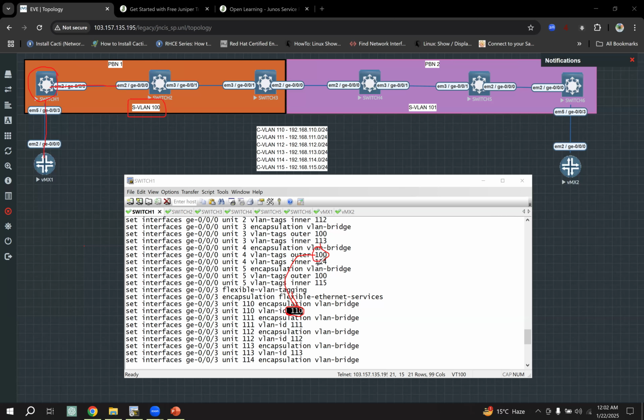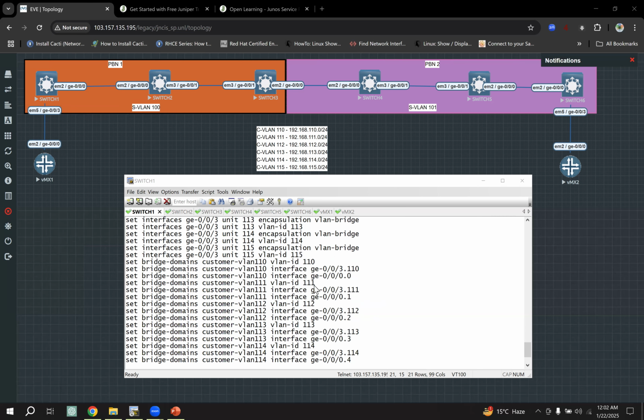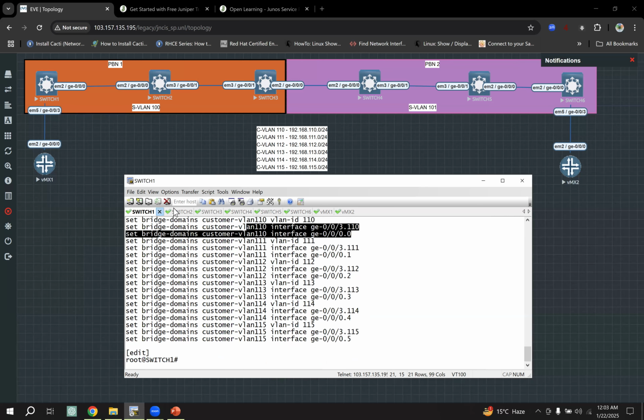Okay, this basically happens when both logical interfaces are in a single bridge. See here, 110. Both logical interfaces are in a single bridge. That's why they are doing this task. Now got it. Okay. So I think the Switch 1 configuration is okay.